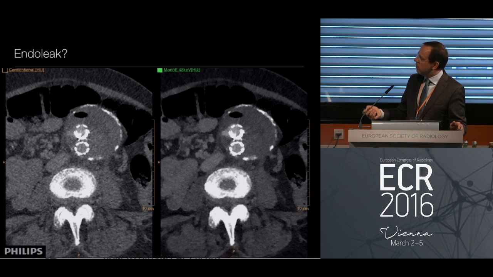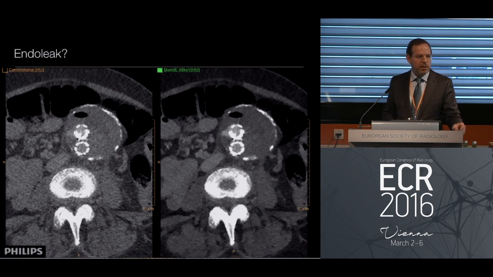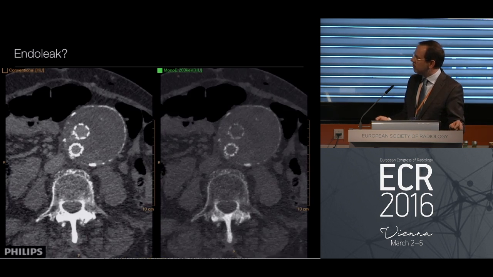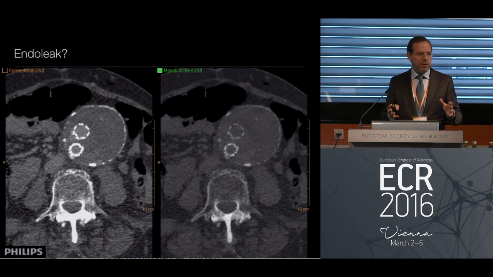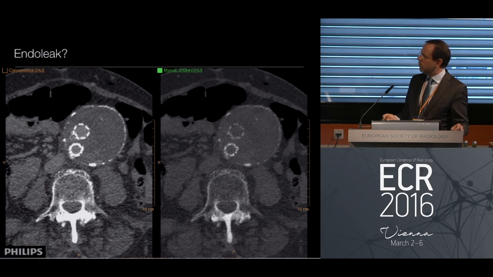So that's what we've done with this low keV reconstruction. This is at 48 keV, and this beautifully delineates the extent of the endoleak quite nicely. Of course, the blooming artifacts of the stent material go up at low keV. So one of the things we can do is go to high keV levels and look at the stent struts in more detail. So this probably also allows for better evaluation of that.